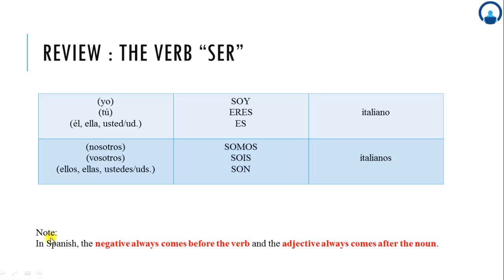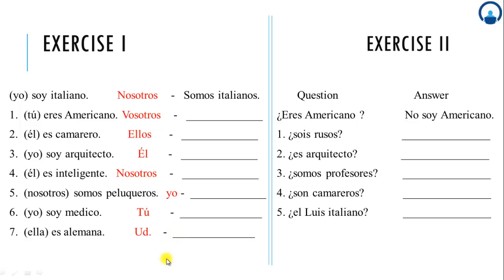Down here we can see the note which I have already explained while doing the conversation module, that the negative always comes before the verb and the adjective always comes after the noun. Make sure that you have written this rule somewhere in your notebook, so it's necessary while framing any sentences. Now we'll move on, and here we have two exercises which of course you have to solve.